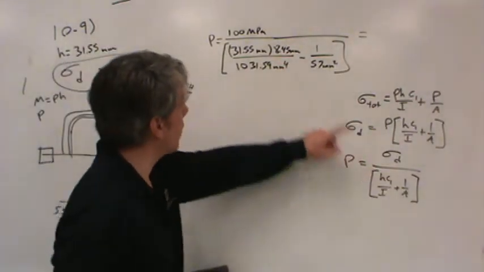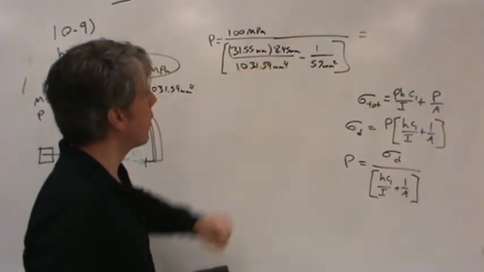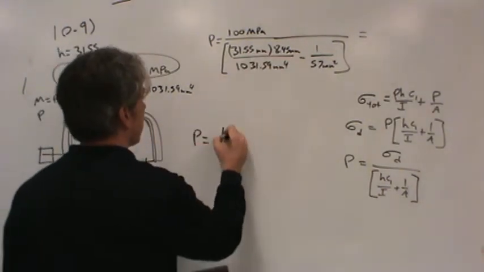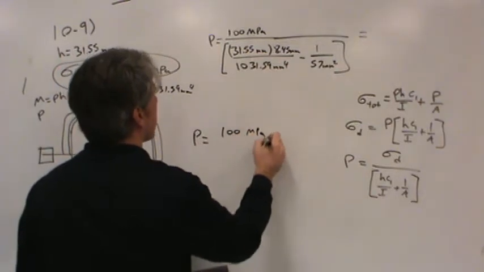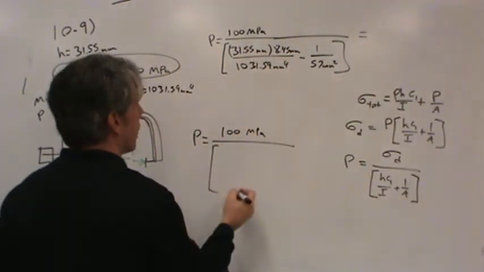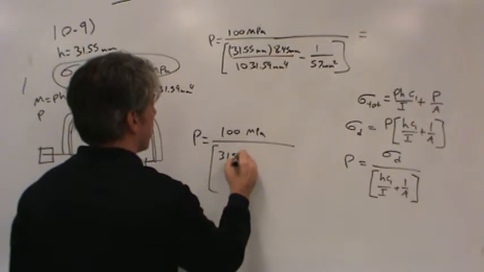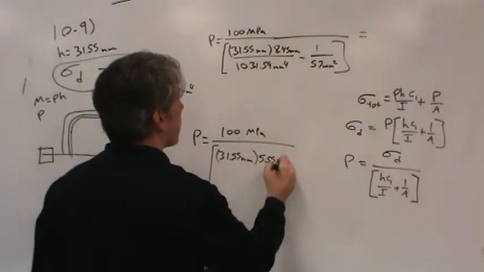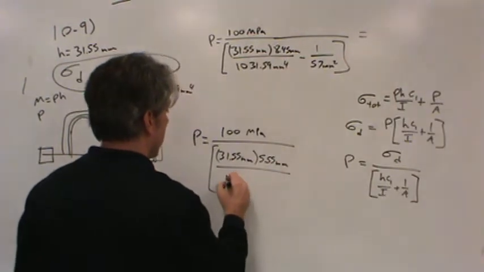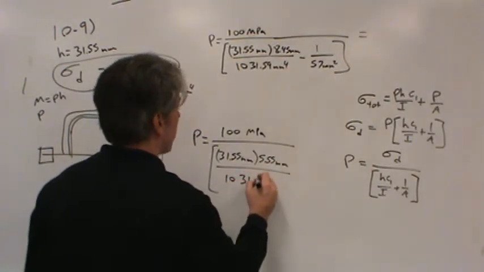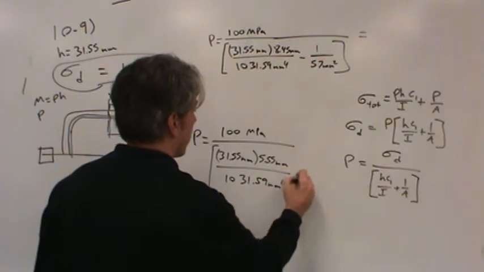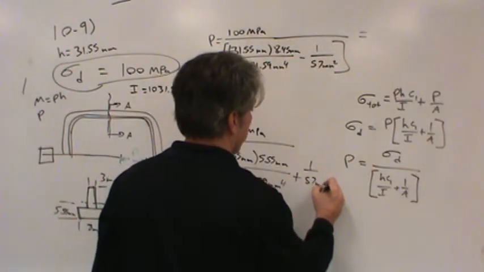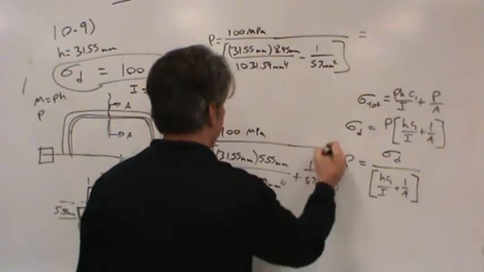And of course, the other one is just the opposite of this. In this other one, we've got a different C dimension, 5.55 there. And I'll write that out. P equals 100 megapascals divided by H, 31.55 millimeters, multiplied by 5.55 millimeters, divided by the same I, 1031.59 millimeters to the fourth, plus 1 over 57 millimeters squared of the area.